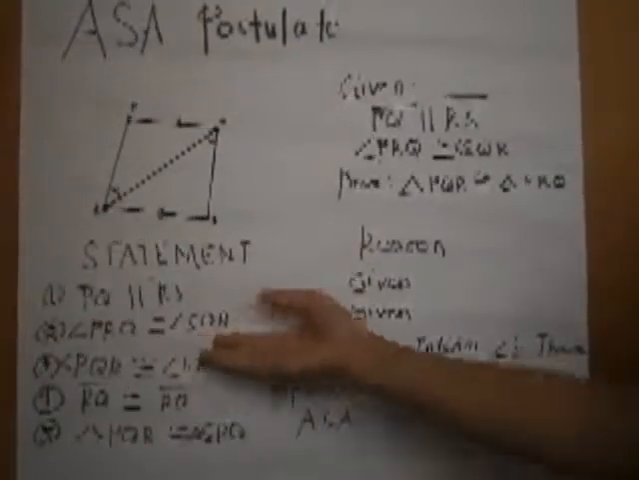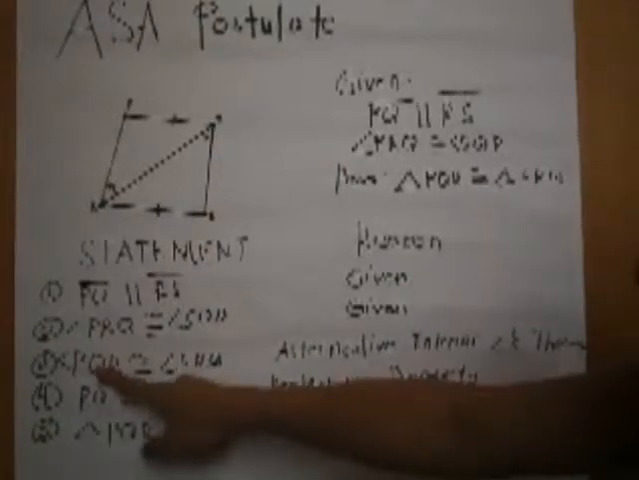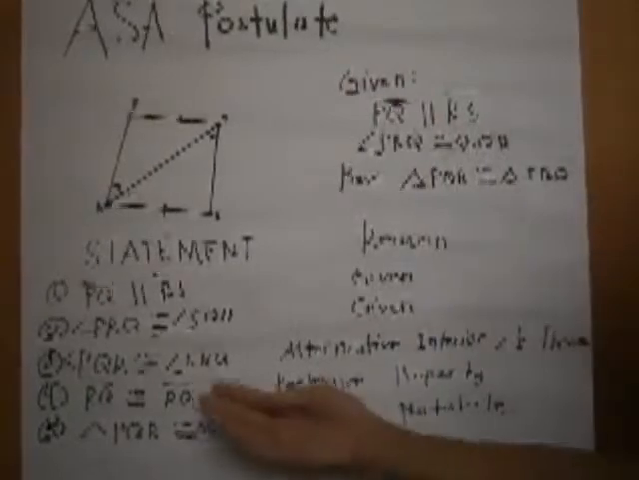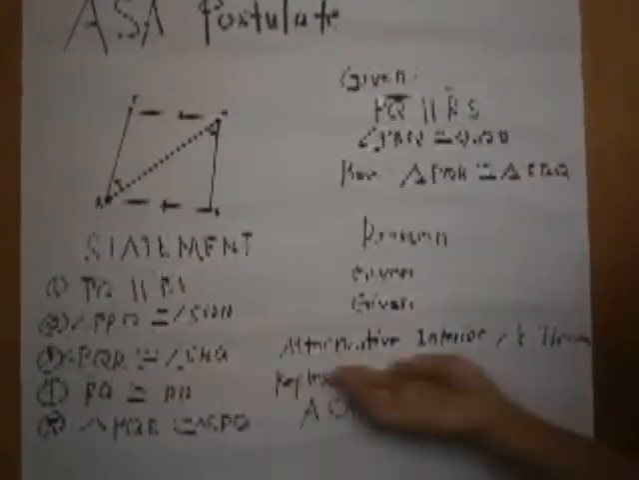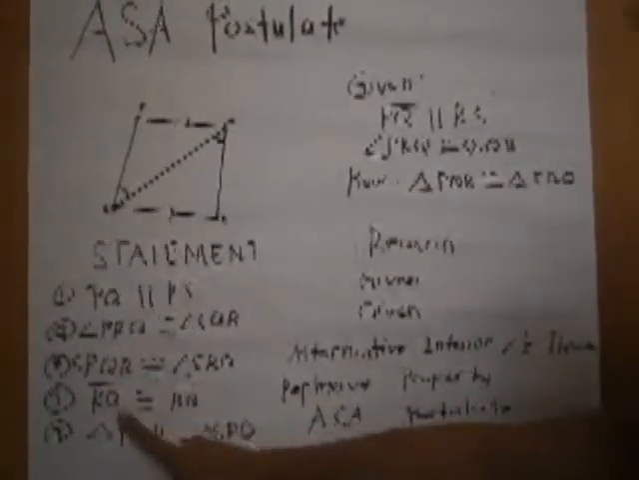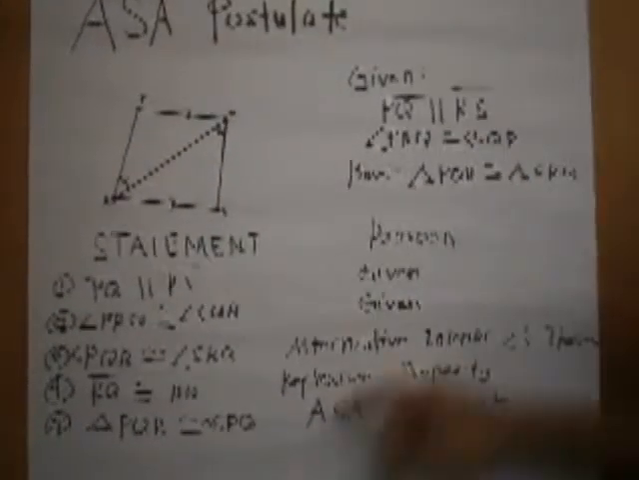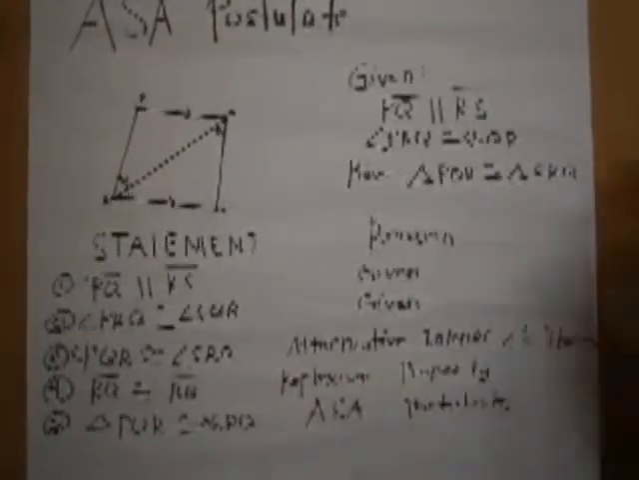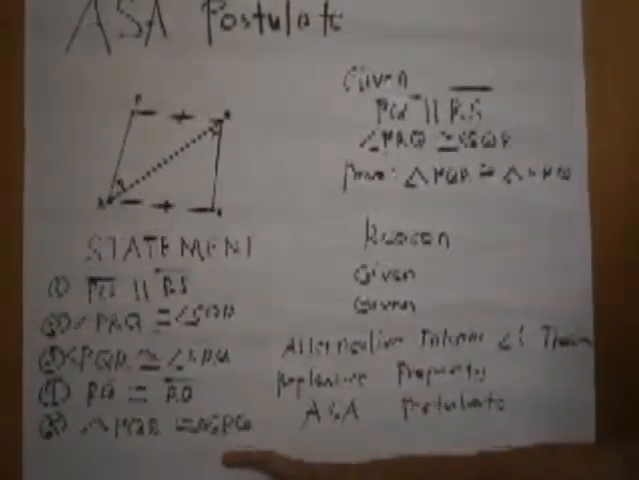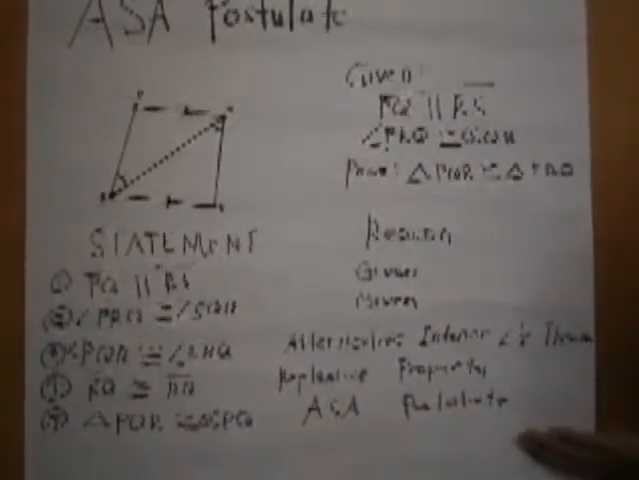And next is angle PQR is congruent to SRQ, and the reason is alternate interior angles theorem. And next is line RQ is congruent to line RQ. It is by the reflexive property. And the next is triangle PQR is congruent to triangle SRQ, and that is by the ASA postulate or angle side angle postulate.